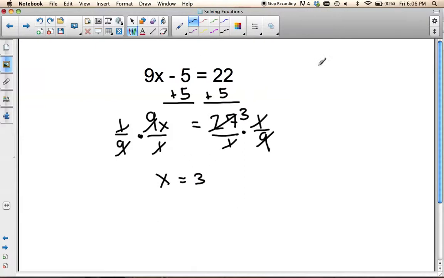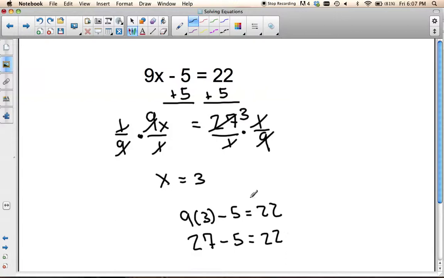Now again, I can check my answer. If I test it out by going, well, 9 times 3 minus 5 should give me 22. Well, 9 times 3 is 27, and 27 minus 5 is 22. I know now that my x is actually equal to 3 because I got the right answer.